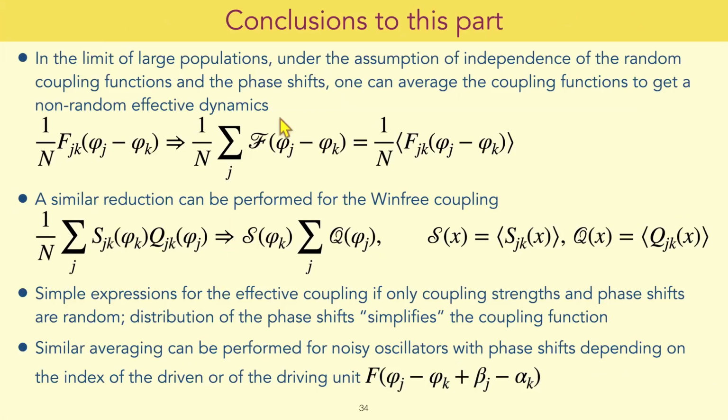Okay, so the conclusion here is that if you have random couplings, and randomness can be in many elements, the recipe is just to average, and this should work if N is large enough. And moreover, in more complex situations where you don't have Kuramoto-type coupling, but what is called Winfree-type coupling, where instead of a function you have a product of two functions, you can also average them and have such a product of averaged functions, and it will describe your ensemble.